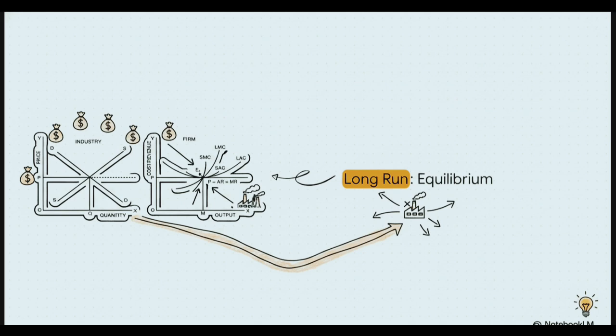Eventually, we hit the long run. This is an absolute favorite ICAI exam concept. Because there is free entry and exit in perfect competition, supernormal profits attract a bunch of new competitors, which drives prices down.